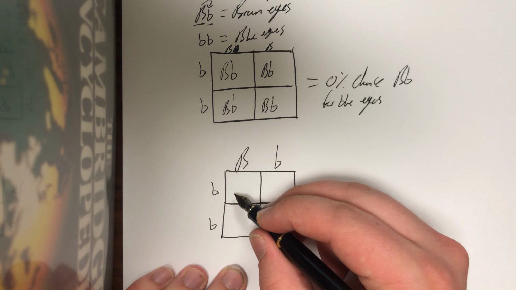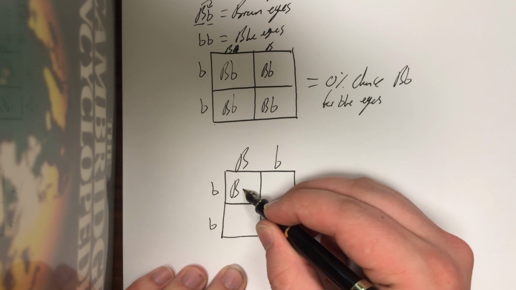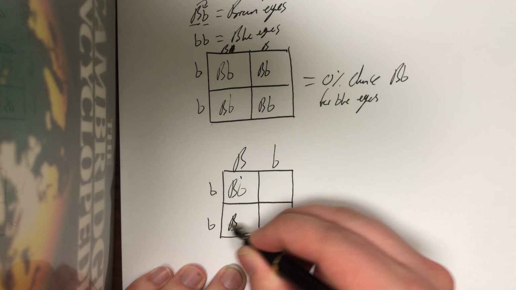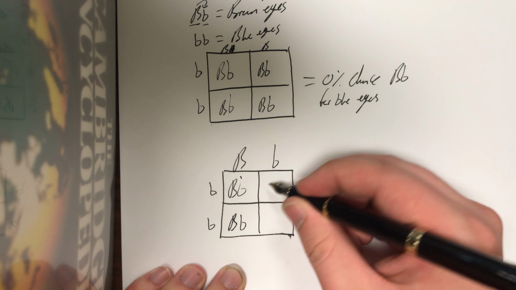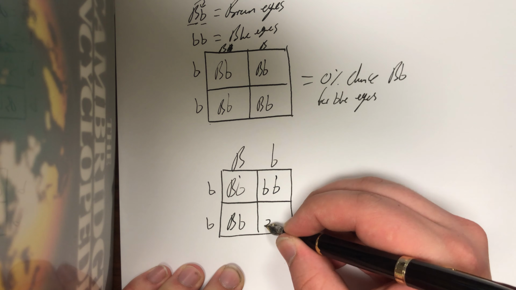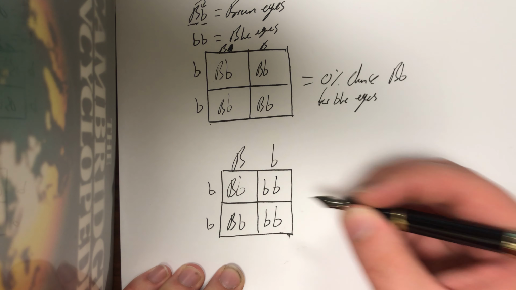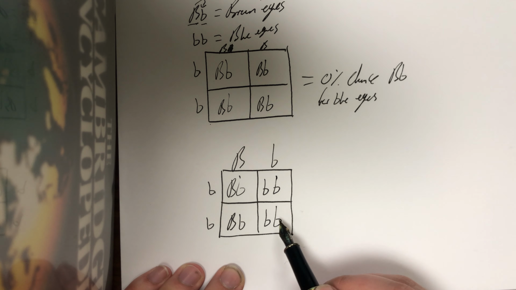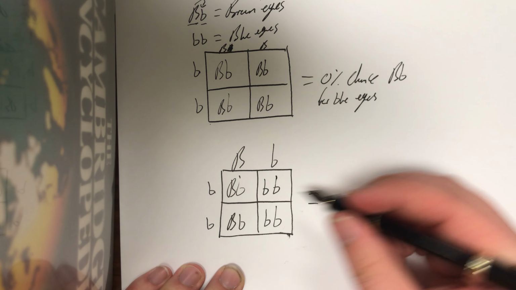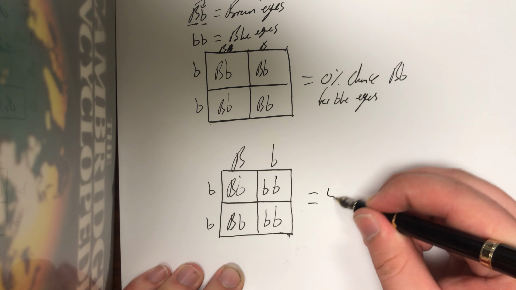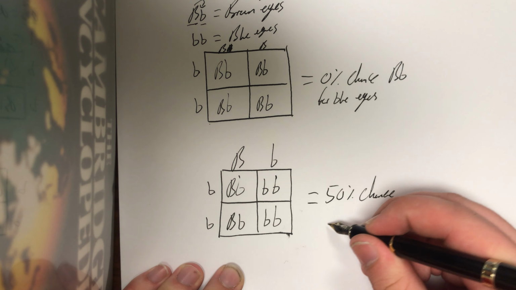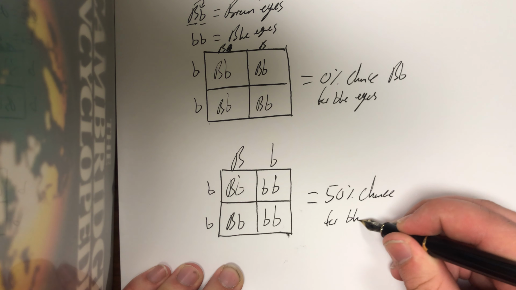Well, bring the big B down here. This little b goes here. In this box, this goes here again. This one comes here. Over here we have a recessive and another recessive. In here, a recessive and another recessive. We can see that 2 out of the 4 boxes, they will have blue eyes. So 2 out of 4 is 50% chance for blue eyes.